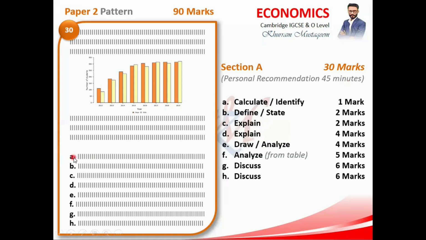Section A has these questions: A, B, C, D, E, F, G, H. In the exam, part A normally comes with the word calculate or identify, a 1-mark question. Part B, define or state, 2-mark question. Part C, explain, 2-mark question. Part D, explain, 4-mark question. Part E comes with the word draw or analyze, 4-mark question. Part F, analyze, 5-mark question, and this is normally from the table, the schedule, or the diagram.